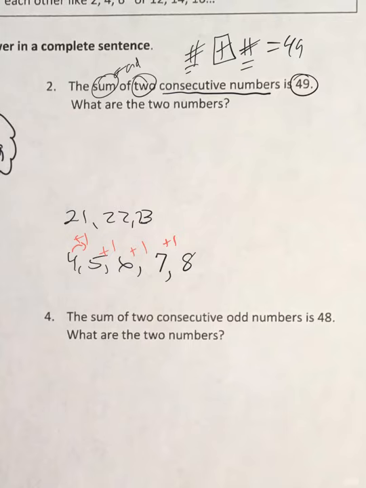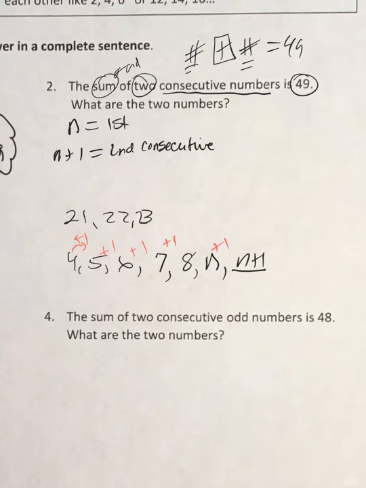So the pattern is, if n is the first number, what would I do to n to get the next consecutive number? Wouldn't I add 1 to it? So wouldn't that give me n plus 1 for the next one? So n plus 1 is the second consecutive number. And that's our definition.